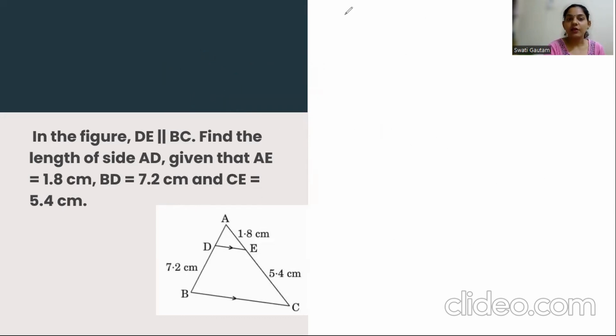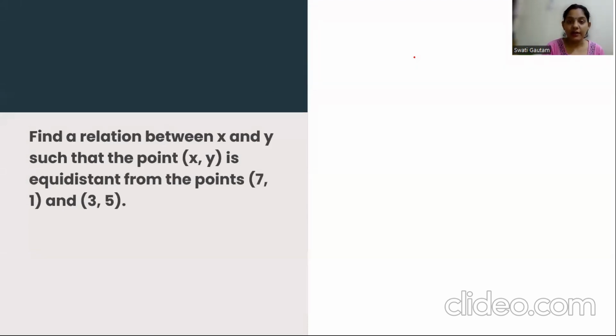So this is the third question we have done. Now moving towards the next question, which is from coordinate geometry, a very, very important question, an easier one also. The question is: find a relation between x and y such that the point (x, y) is equidistant from the points (7, 1) and (3, 5). We have to find a relation only. We don't have to find the values of x and y.